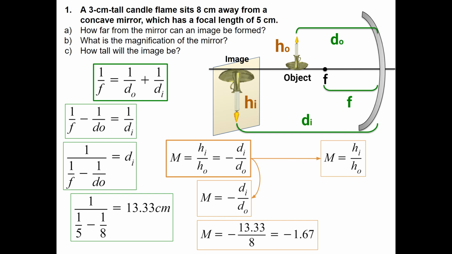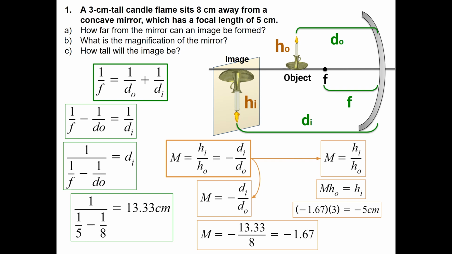First, though, I have to solve for the variable I'm after here. I'm after how tall will the image be, otherwise known as hi. So I'm going to rearrange the equation to solve for hi by multiplying by ho on both sides. That makes the equation look like this. Now let's plug in the numbers. I already know that the magnification of my mirror in this case is negative 1.67. I know the height of the candle or the object is 3 centimeters. So 3 centimeters times that magnification factor means the height of my image will be negative 5 centimeters.